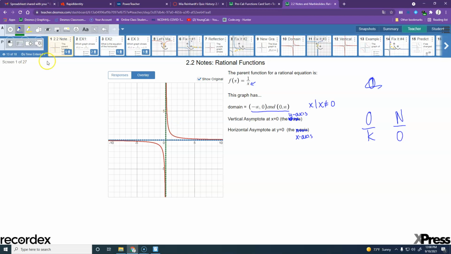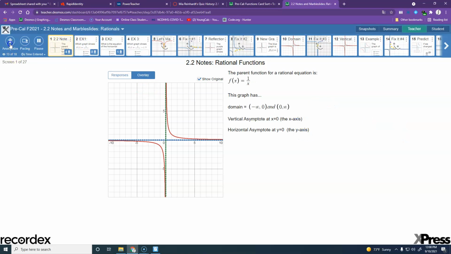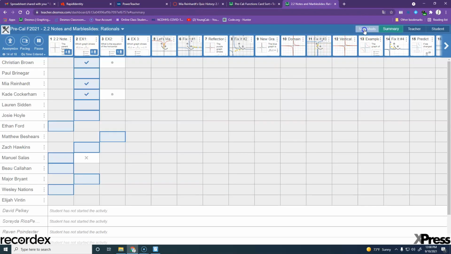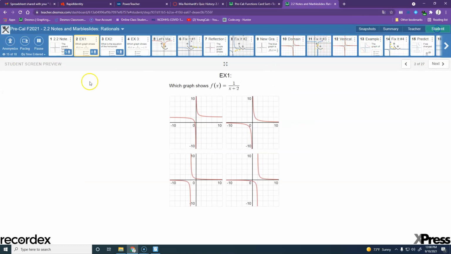Okay, so I want you guys to go to the next slide here, and make sure you're in here. I want you to see the students so that you guys can't see what everybody's answering so far. You're going to choose one of these four. Which one is 1 over x plus 2?